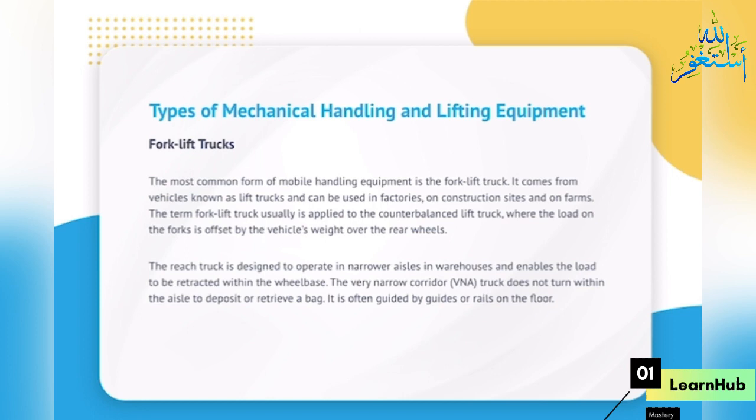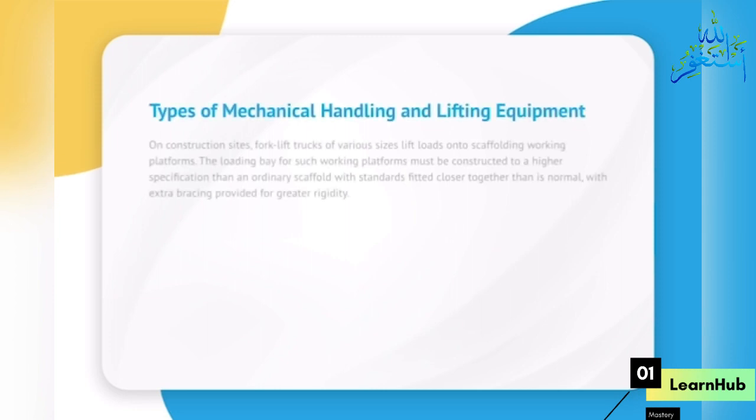The reach truck is designed to operate in narrower aisles in warehouses and enables the load to be retracted within the wheelbase. The very narrow aisle, VNA, truck does not turn within the aisle to deposit or retrieve a load. It is often guided by guides or rails on the floor. On construction sites, forklift trucks of various sizes lift loads onto scaffolding working platforms. The loading bay for such working platforms must be constructed to a higher specification than an ordinary scaffold with standards fitted closer together than is normal, with extra bracing provided for greater rigidity.